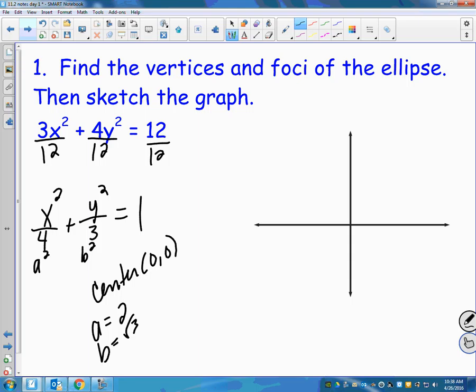So they asked me for the vertices and the foci, which means I'm going to have to find C at some point. But if we were going to graph it, I want to show you that all you need is the center, and you need A and B, and that's all you need.